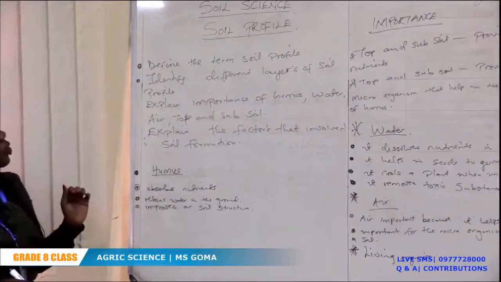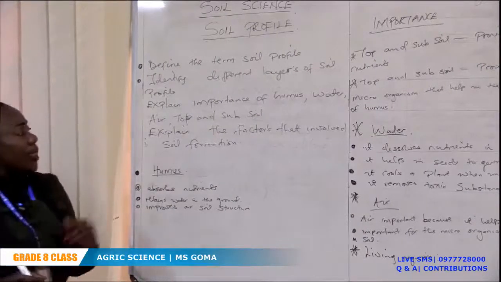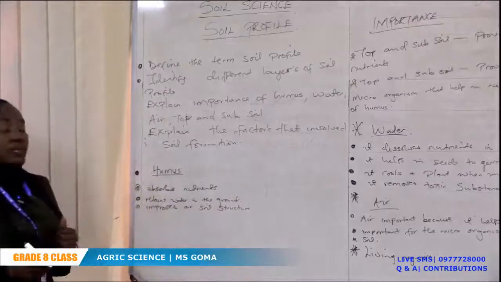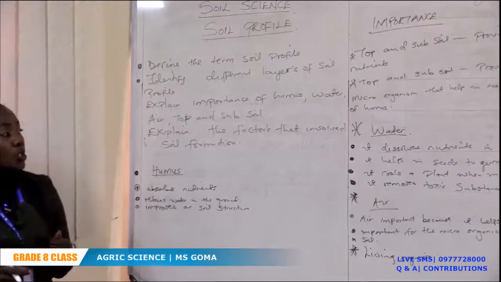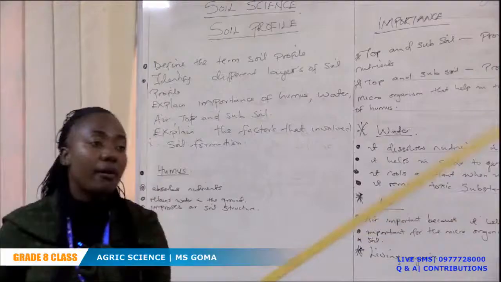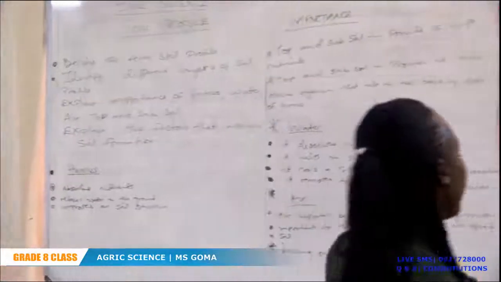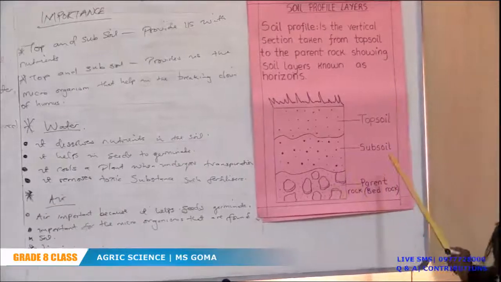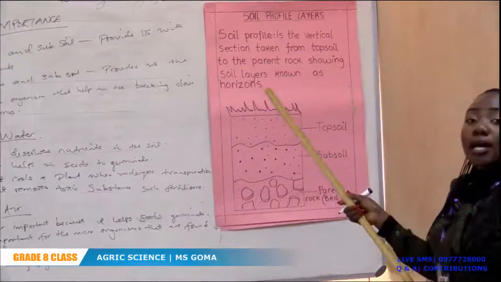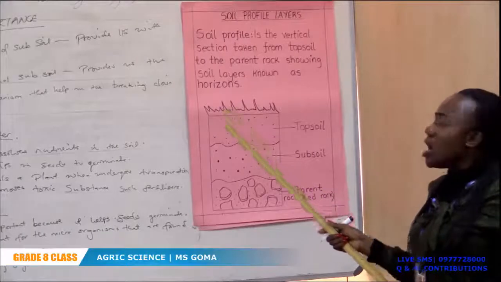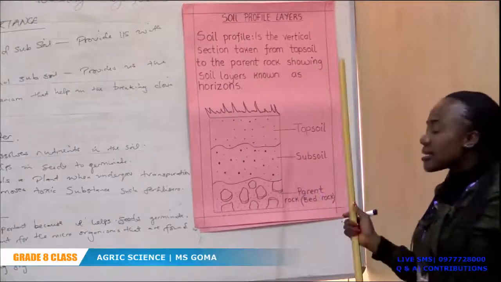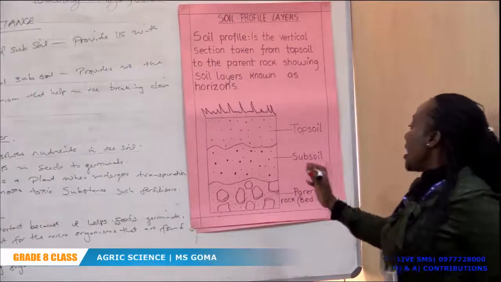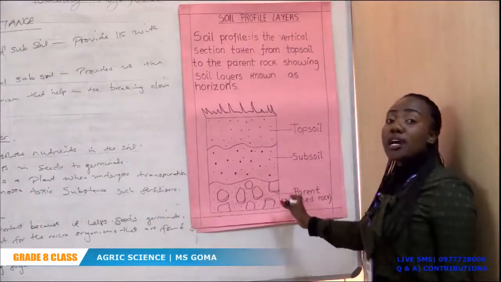So after knowing the importance of the top and subsoil, after knowing the importance of water, air, living organisms, and humus, let us go to our third layer. Okay? So our third layer, we have parent rock, also known as bedrock. In this layer, this is where soil is formed.